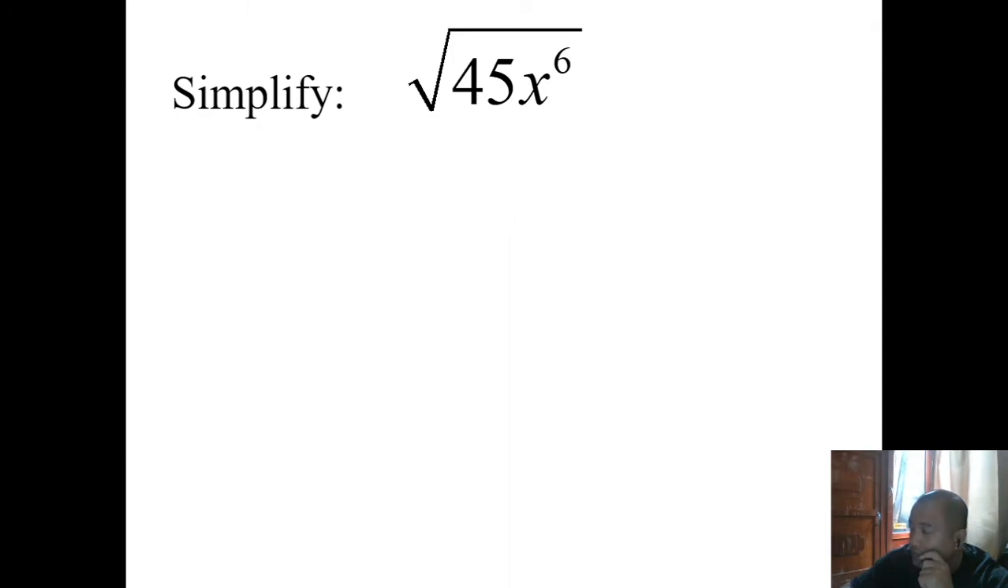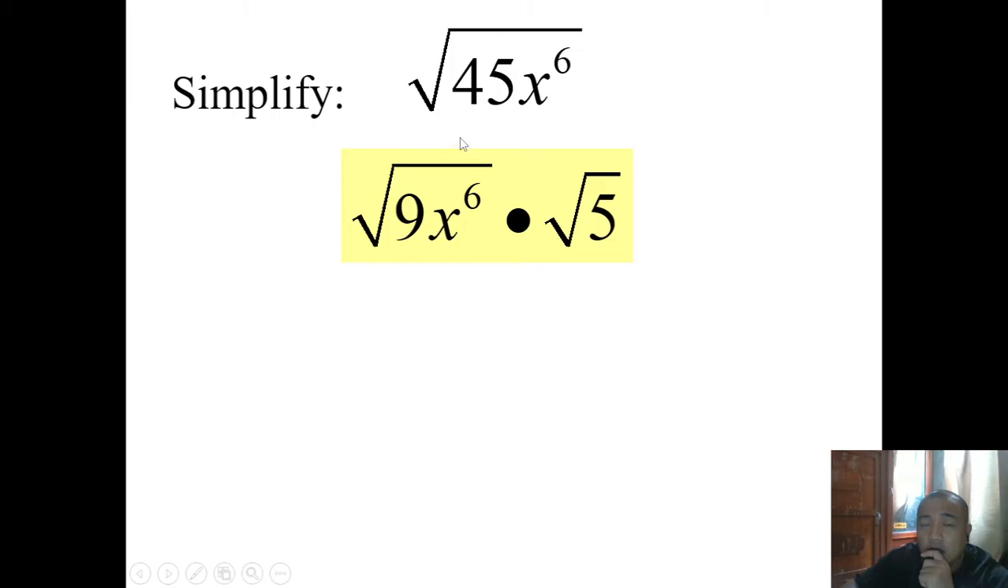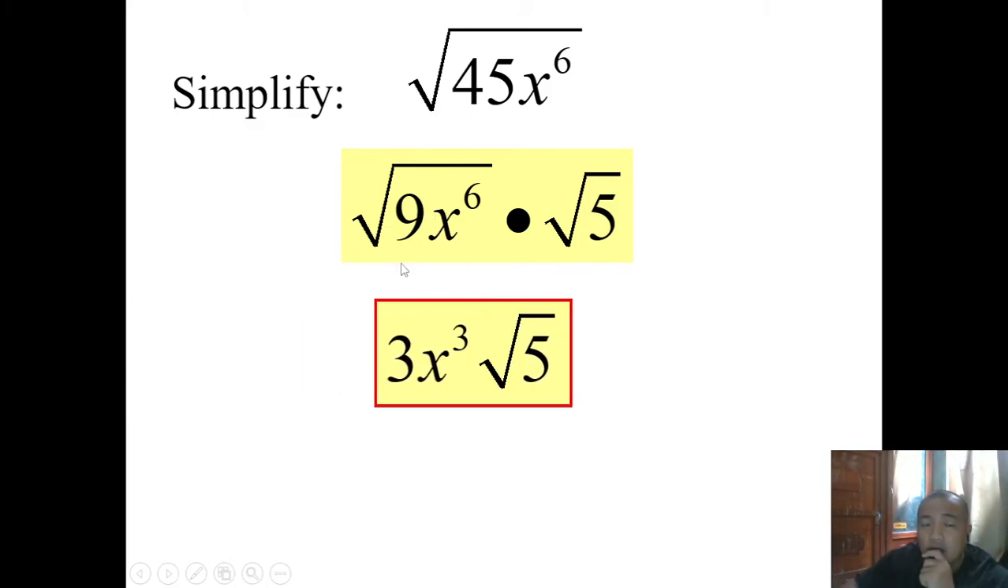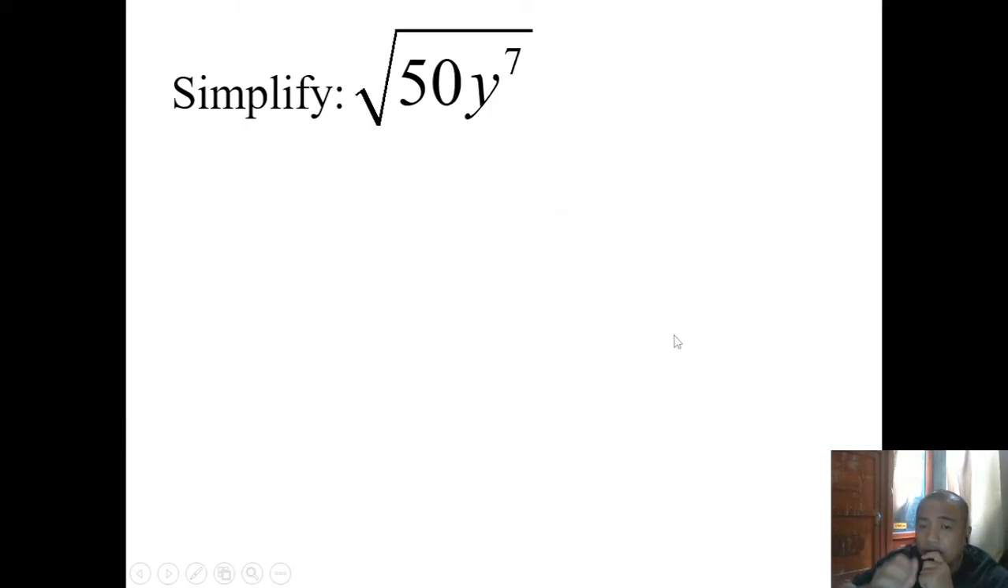How about this? Square root of 45x to the 6th power. That means we're going to first factor 45, 9 times 5. And then for x to the 6, you divide 6 by 2, that means x cubed. So, ayun, square root of 9x to the 6 times square root of 5 will be the factors of square root of 45x to the 6. Yes, 9 times 5 is 45. So from here, square root of 9 is 3, square root of x to the 6 is x cubed, and then square root of 5.